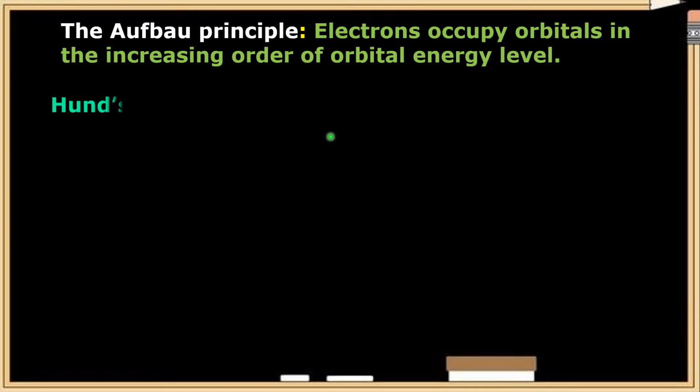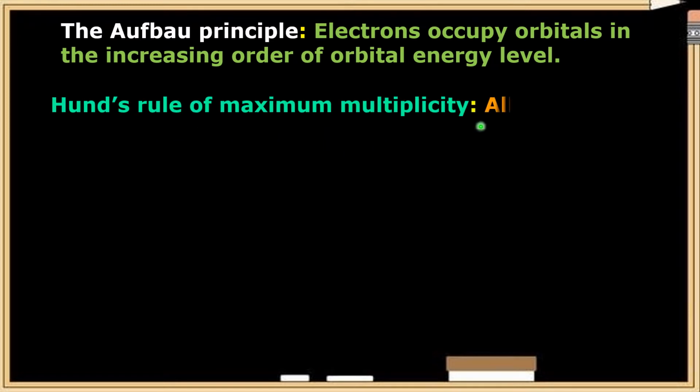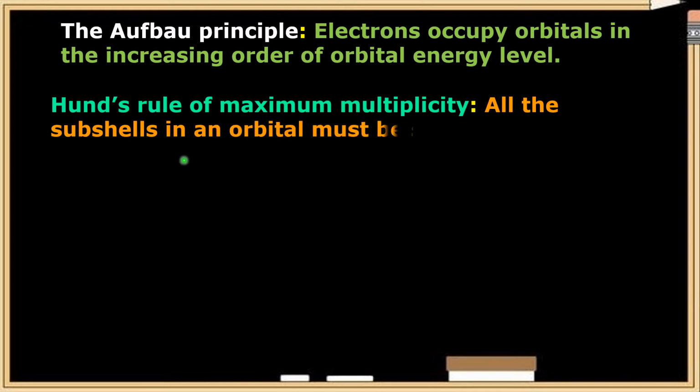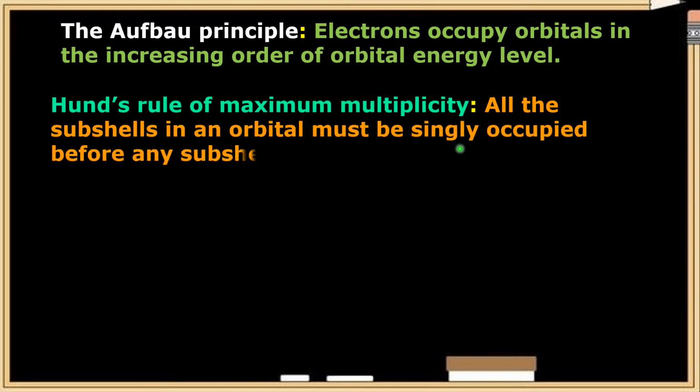The second rule is Hund's rule of maximum multiplicity. All the orbitals in a subshell must be singly occupied before any orbital is doubly occupied. For example, if any subshell has more than one orbital, these orbitals are singly occupied before they are doubly occupied. That is, all the orbitals should be filled by single electrons. Then pairing will take place. That I will show you later.